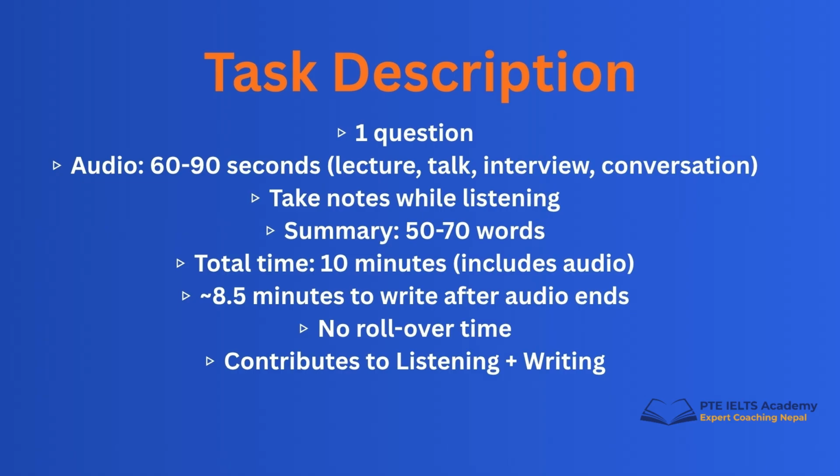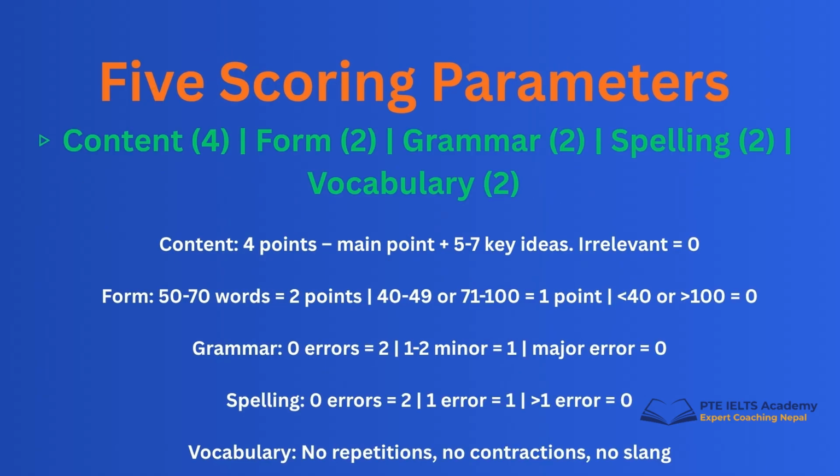That includes the audio time. So after the audio finishes, you have about 8.5 minutes to write your summary. There is no rollover time. Once the 10 minutes are over, the test moves on. This task contributes to both your listening score and your writing score, so doing well here helps you in two sections at once. Summarize spoken text is marked on 5 different parameters: content, form, grammar, spelling, and vocabulary.